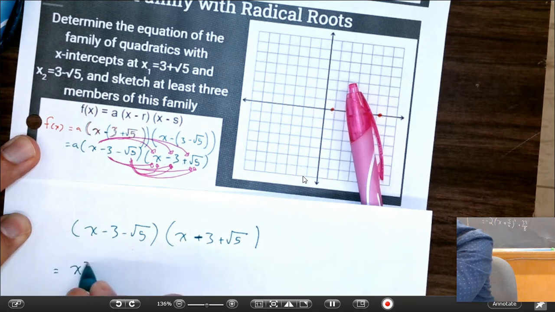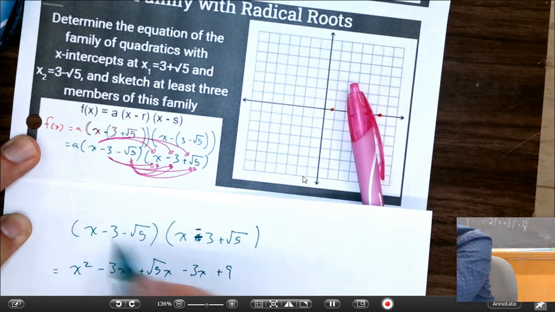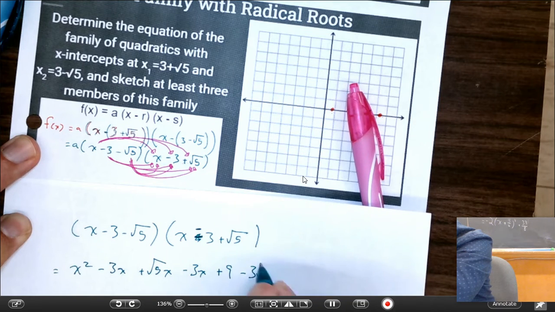That's equal to x squared minus 3x plus root 5x. Negative 3 times x is minus 3x. Negative 3 times negative 3 is plus 9. Remember, that's a negative. This is a negative. This is negative 3. And then negative 3 times positive root 5, that's negative 3 root 5.